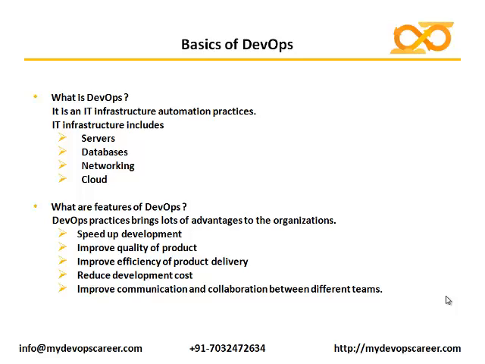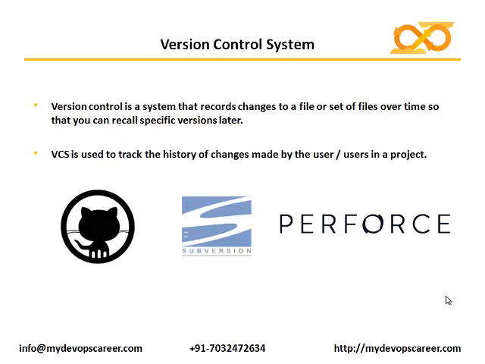So what are the different components, software, or tools you need to learn for DevOps? Let's go and see that. The number one, basic tool you need is a version control system. There are a lot of different version control system tools: Git, SVN or Subversion, Perforce, ClearCase, and so on. A VCS is used to track the history of changes made by the developers, programmers, and users going through the projects.